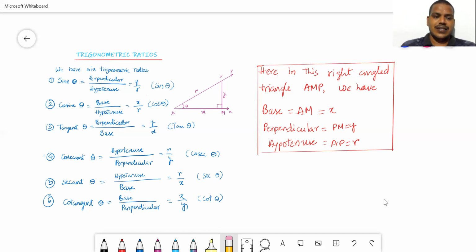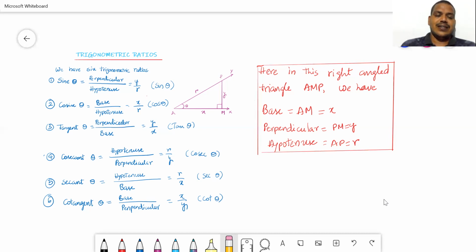The third one is tangent theta, which is equal to perpendicular by base, which means PM by AM, that equals Y by X. We can write it as tan theta and read it as tan theta. And the fourth one is cosecant theta, which is equal to hypotenuse by perpendicular. That means AP by PM, that equals R by Y. We can write it as cosec theta and read it as cosecant theta or cosec theta.